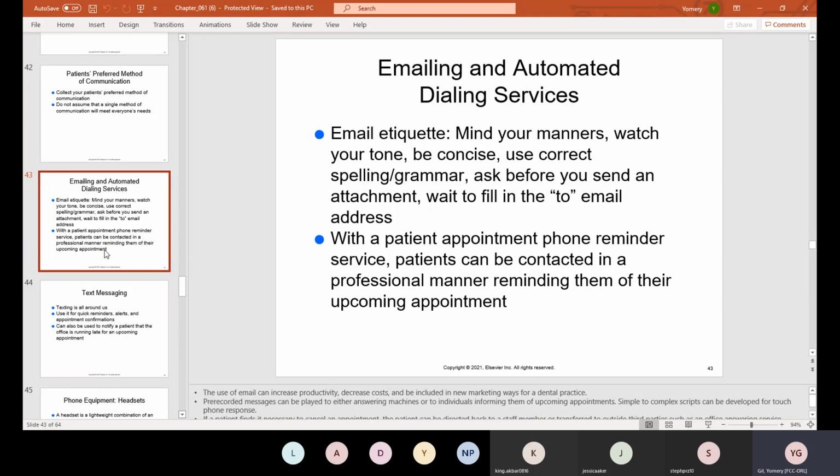With a patient appointment phone reminder service, patients can be contacted in a professional manner, reminding them of their upcoming appointment. And a lot of people have that now. They'll send emails to the patients when they're due for their 6-month recall, or when it's their birthday, they'll send them a birthday card via email.